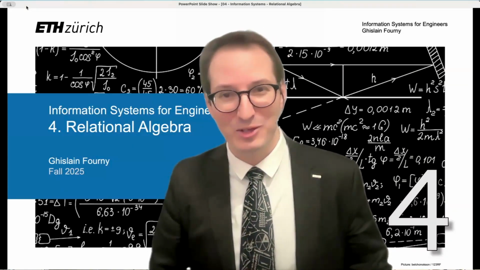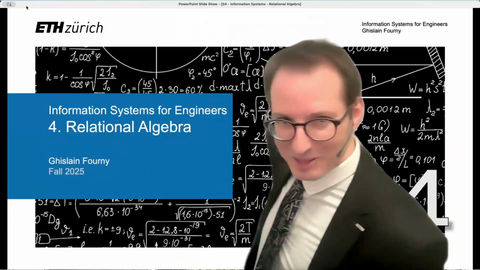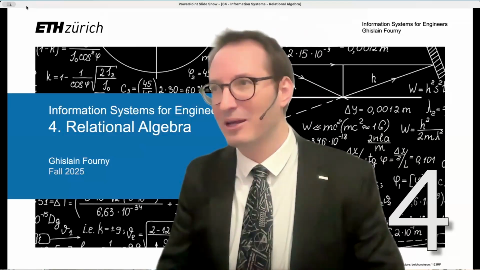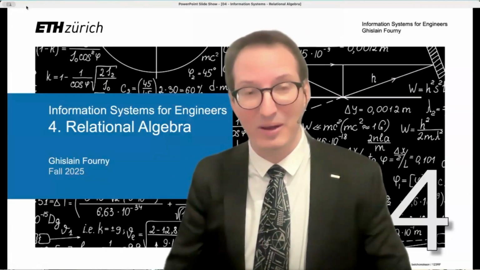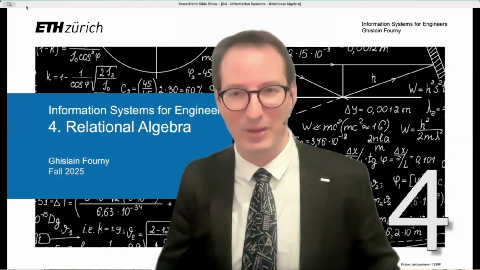Today we are going to finish what we started last week, which is the theoretical part, as you can see from the image right there, the relational algebra. And then we'll switch back to a practical part where we will learn how to query with SQL, which is the implementation of the relational algebra, actually.